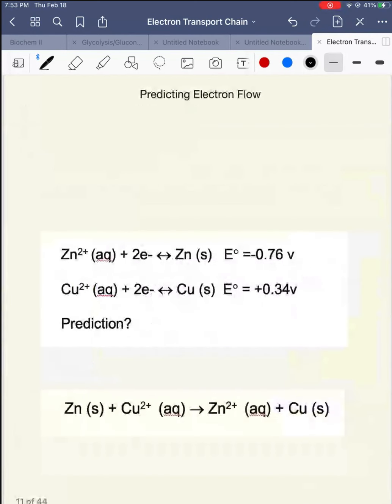Okay, so let's look at an example here. We have Zn2+, we add 2 electrons, and then we get solid zinc. This is just general chemistry review, in case anyone forgot it, because this is the basis of everything in the electron transport chain. And then we have Cu2+ plus 2 electrons, and then we get solid copper metal. So we'll see this one has the more positive potential, so this is the one that will be reduced, and this is the more negative, so this will be the one that's oxidized.